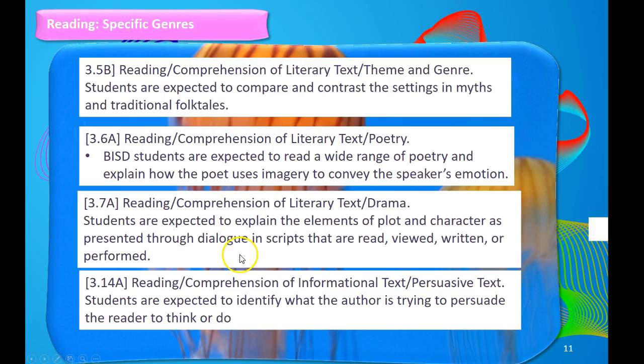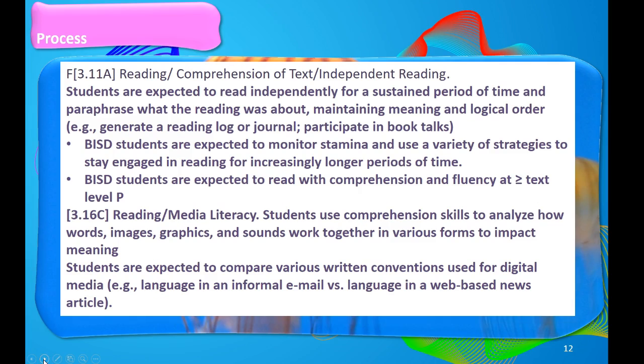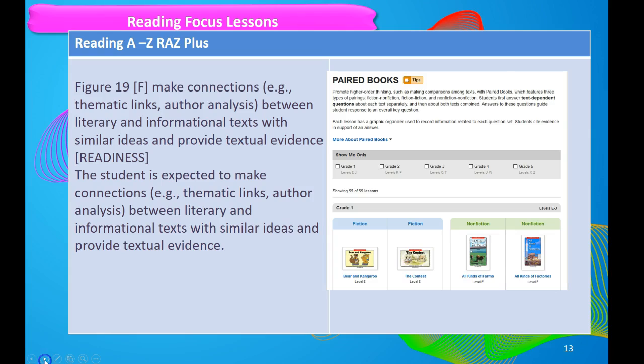We want them to read a wide range of poetry and explain how the poet used imagery to convey the speaker's emotion. We want them to understand the function of dialogue in scripts that are read, viewed, written, or performed. And then informational text: persuasives. What's the author persuading you to think or do? Independent reading, once again, I cannot explain how important that is, that we're expecting them to read with comprehension at level P. Then media literacy, I suggest you look at the clarifier for this to get ideas. So let's take a look at that Figure 19F.